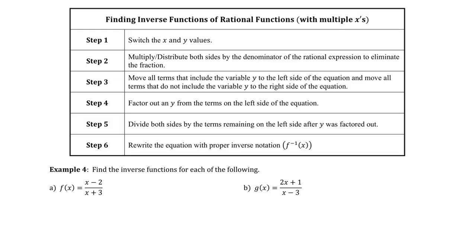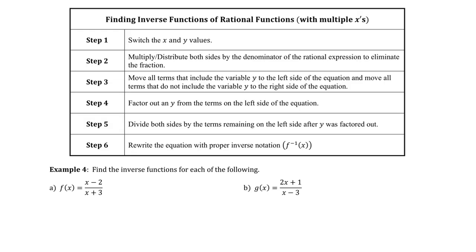We want to switch the x and y value, obviously. When I switch that x and the y, I'm going to end up having a y in the denominator, and I need to solve for y. And remember, that's one of the places that y cannot be if I'm solving for it. So we need to get off the denominator, and we do that by multiplying both sides by the denominator, right?